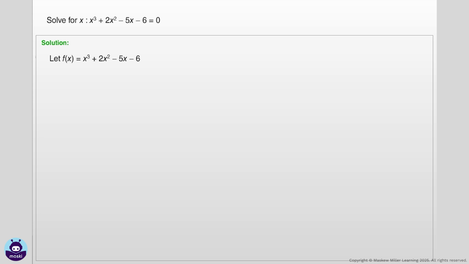Using the factor theorem, we can find the linear factor of the form ax plus b. Possible factors: x plus 1, x minus 1, x plus 2, x minus 2, x plus 3, x minus 3, x plus 6, x minus 6.